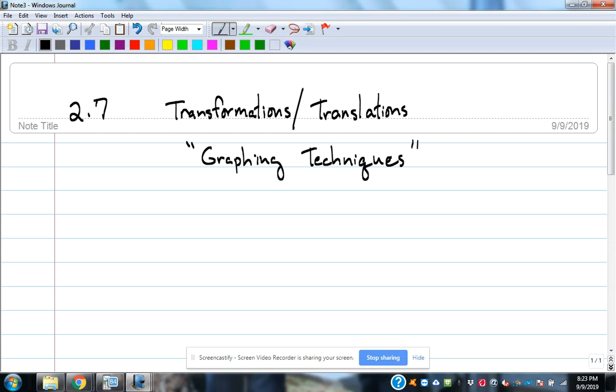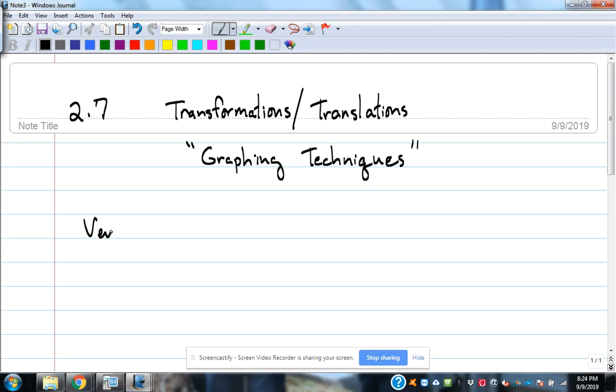Okay, so when we talk about the transformations and translations that we're dealing with, we're going to talk about stretching the graph vertically, horizontally. We're going to talk about taking a graph and shifting it vertically and then left and right. We'll talk about reflecting it across the x and y axis and different things and what the equation looks like when that happens. Okay, so we'll start with stretching and shrinking vertically.